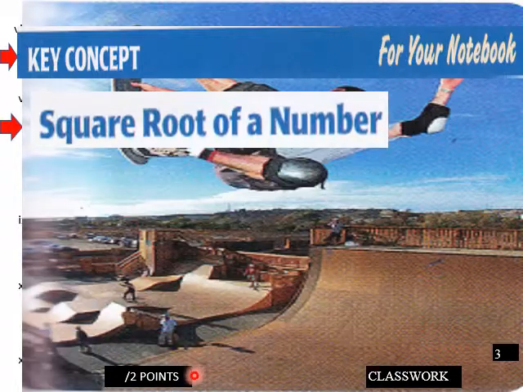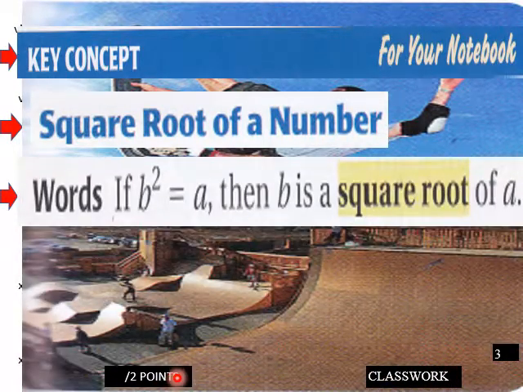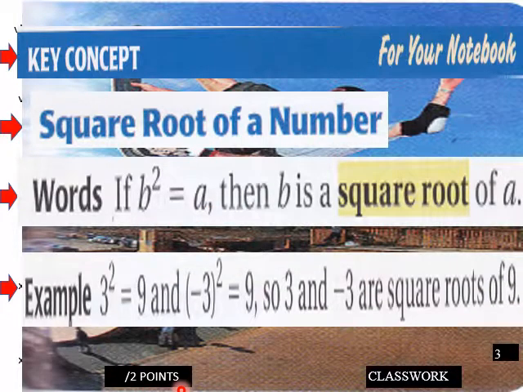Key concept here for your notebook, and this is on your class worksheet. Square root of a number, in words: if b squared equals a, then b is the square root of a. Example, 3 squared equals 9. Negative 3 squared equals 9, so 3 and negative 3 are square roots of 9.